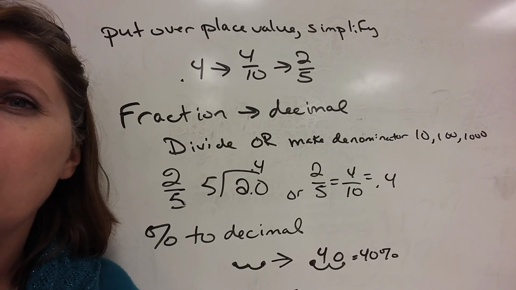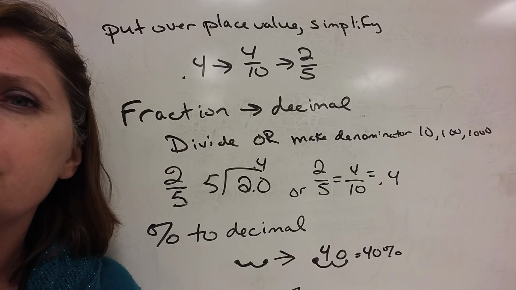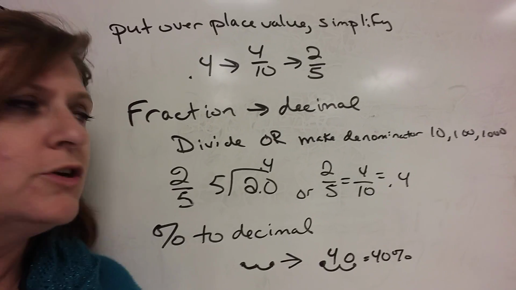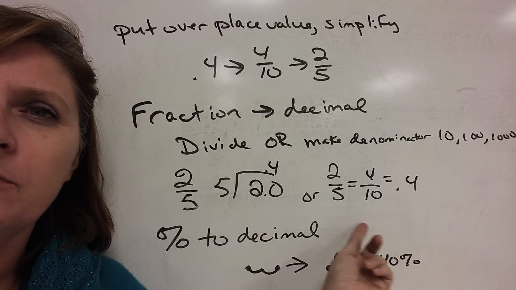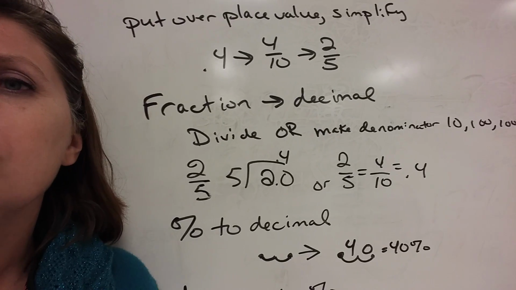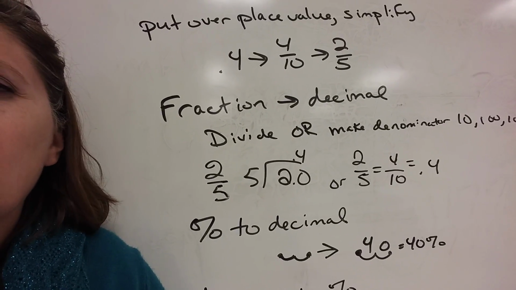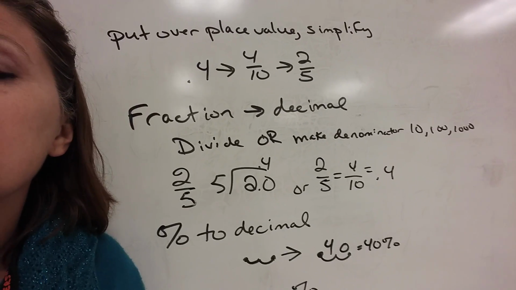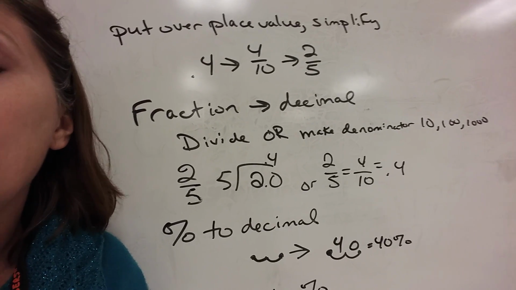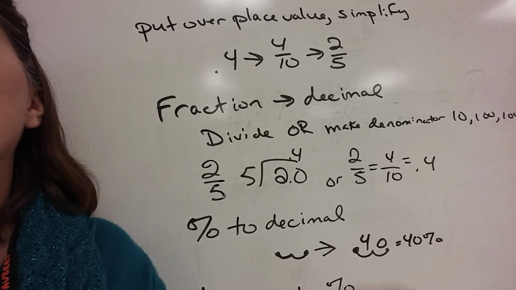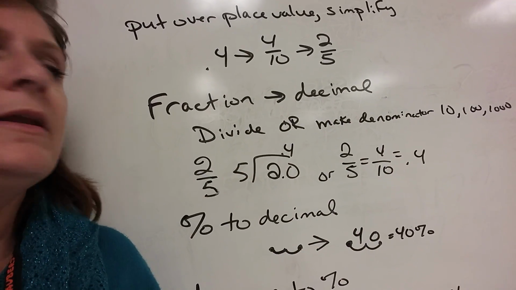This is a really good place to pause if you need to stop and write it down. Make sure you're writing all this part down too, because this is the part you need to know. Now I'm going to tell you, if you have a number like 8, 8 is not going to be able to easily be made into 10 or 100. You can make it into 1,000, but that's a really big number. Something like that, you're probably going to want to divide. Remember, you always divide the numerator by the denominator.